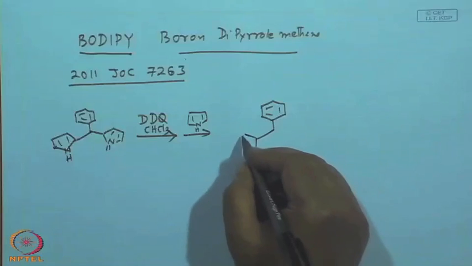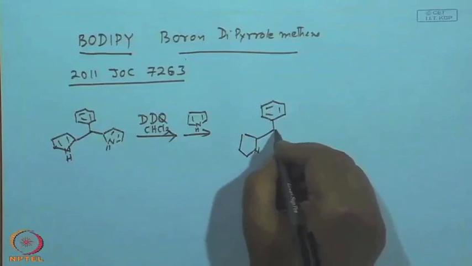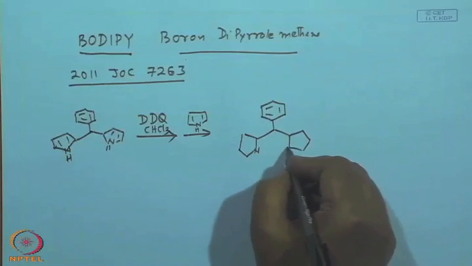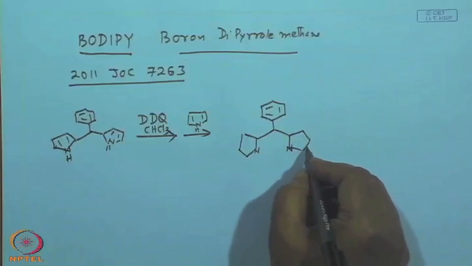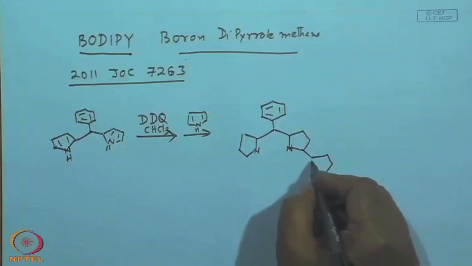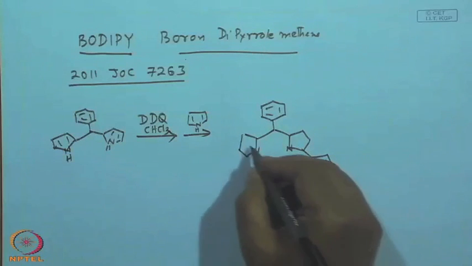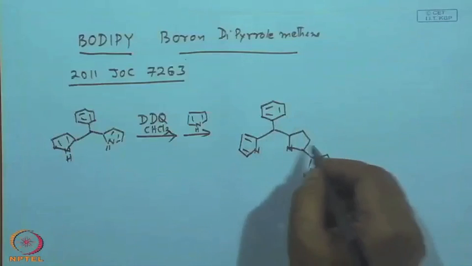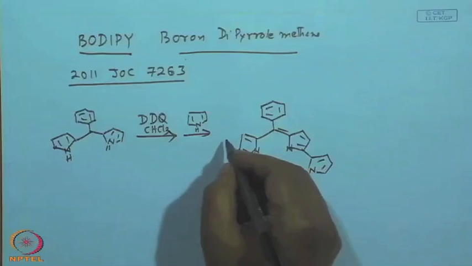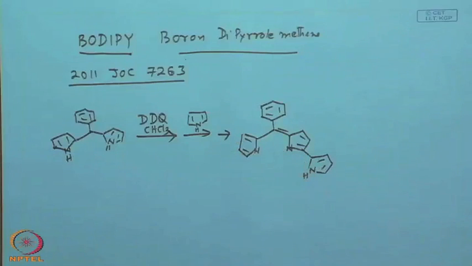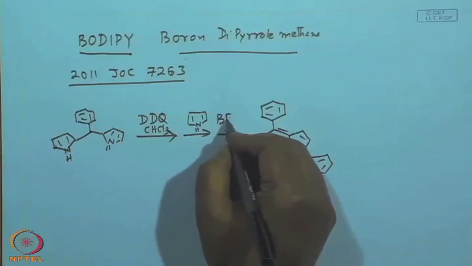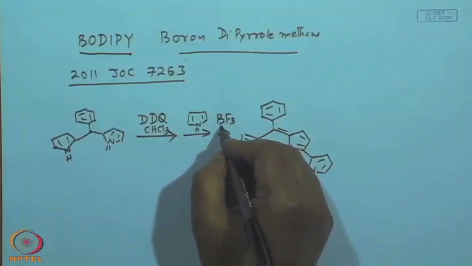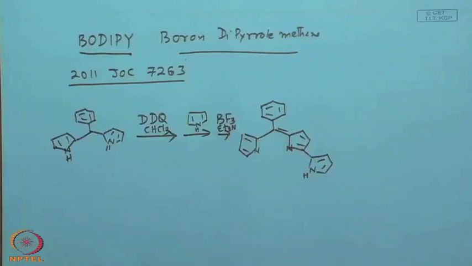this one, 5 membered, again on this side 5 membered. And then they also got an additional 5 membered pyrrole. Okay. And so, something like this, then this, then in between, actually what they did, BF3 and triethylamine. So, it is a 3 steps reaction.